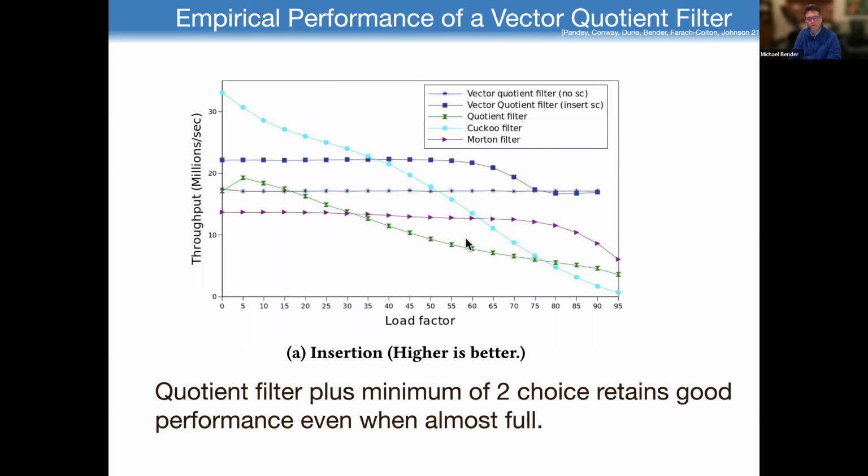This was the performance of a particular quotient filter, and you see it also degraded. And this is an alternative quotient filter where you also do a kind of minimum of 2 choice technique. And you see that there are things that you can do that mean that the data structure really performs well, even when it is very full. All right, so that's the empirical.